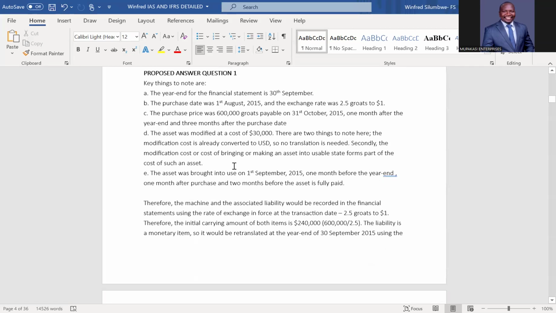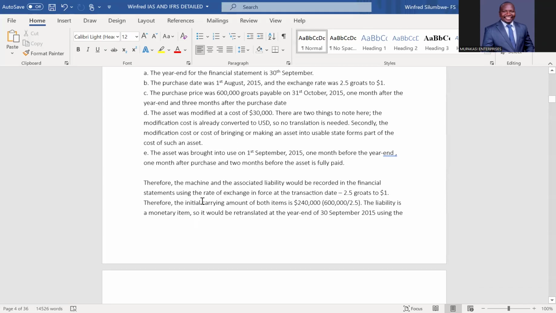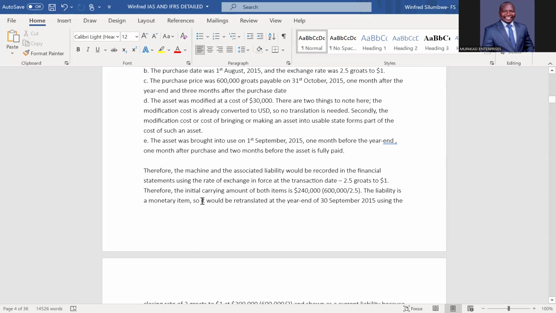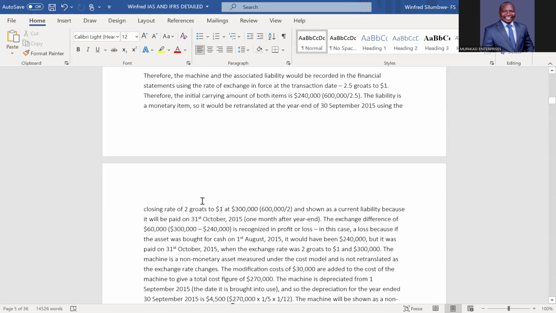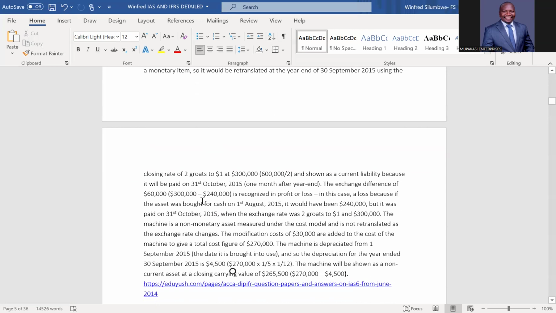That is what we are saying now. In the note we're saying, therefore, the machine-associated liability would be recognized in the financial statements using the rate of exchange in force at transaction date. Now, the liability is a monetary item, so it will be retranslated at the end of September using the closing rate of 2 growth. So you see that the machine is going to be paid 3 months later.